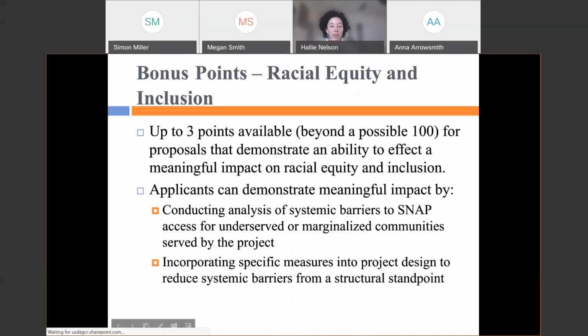As I previously mentioned, up to 3 bonus points may be awarded to proposals that demonstrate an ability to effect a meaningful impact on racial equity and inclusion. Proposals can demonstrate a meaningful impact in many ways. Some examples of ways to demonstrate impact are conducting analysis of systemic barriers to SNAP access for underserved or marginalized communities served by the proposal, or incorporating specific measures into the project design that will work to reduce systemic barriers from a structural standpoint.